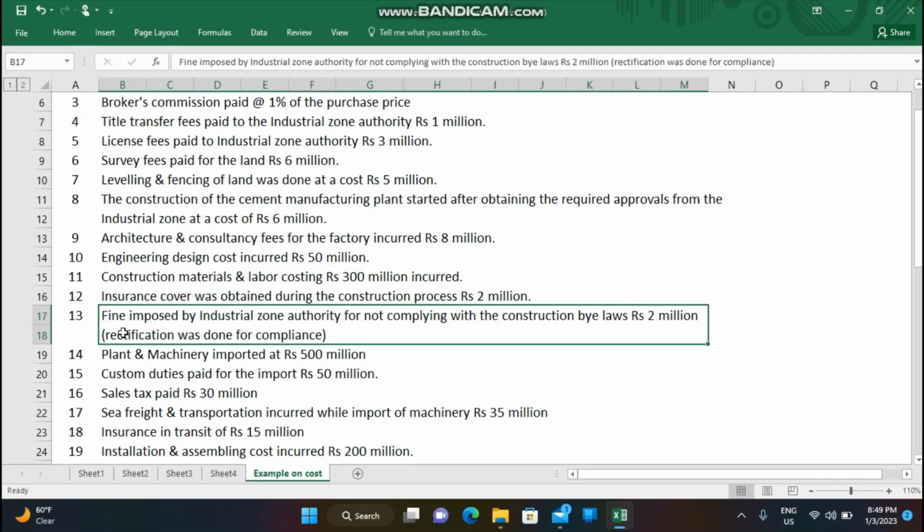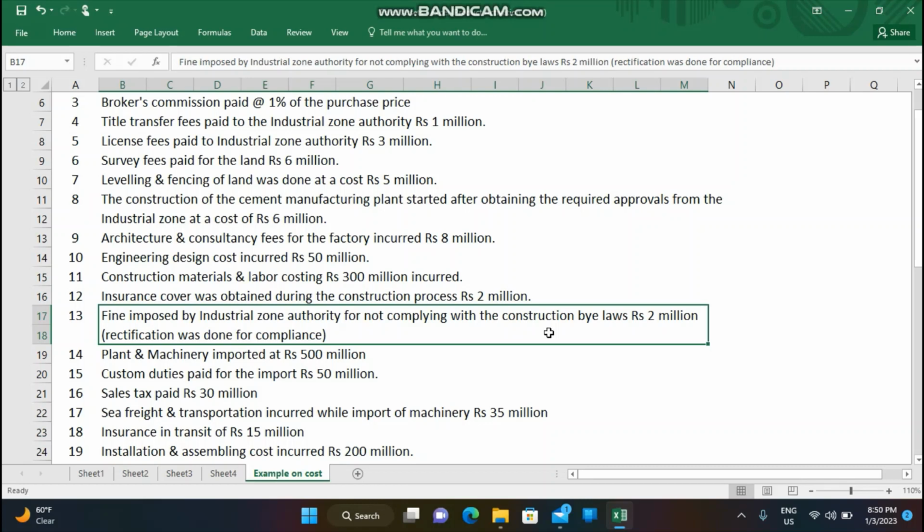Next is fine imposed by industrial zone authority for not complying with the construction bylaws, rupees 2 million. They paid a fine for non-compliance, and the rectification was done. So this fine or penalty imposed by the industrial zone authority for not complying with the construction bylaws, they paid rupees 2 million. So this rupees 2 million will not be included in the cost of factory building because this is not a directly attributable cost.